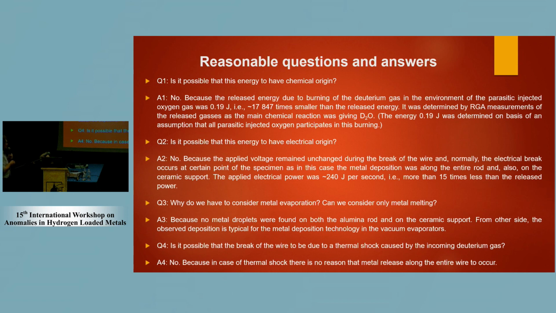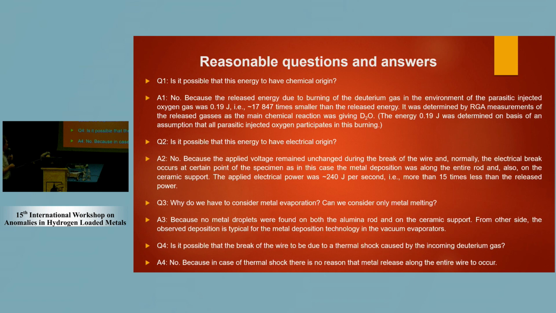Is it possible that this energy has an electrical origin? No. Because the applied voltage remains unchanged during the break of the wire. And normally the electrical break occurs at a certain point of the specimen. As in this case, the metal deposition was along the entire rod and also on the ceramic support. The applied electrical power was 240 joules per second. It means more than 15 times less than the released power.